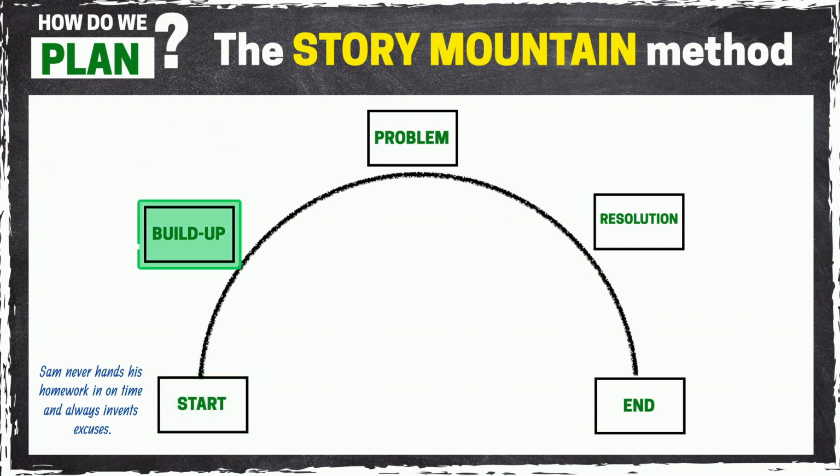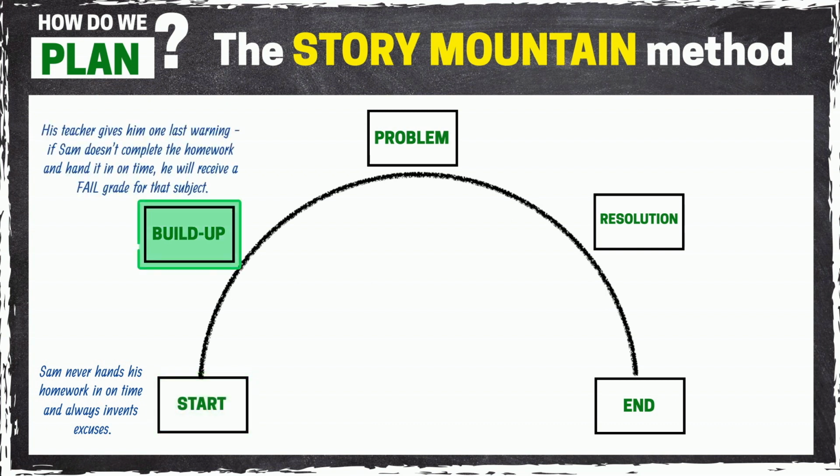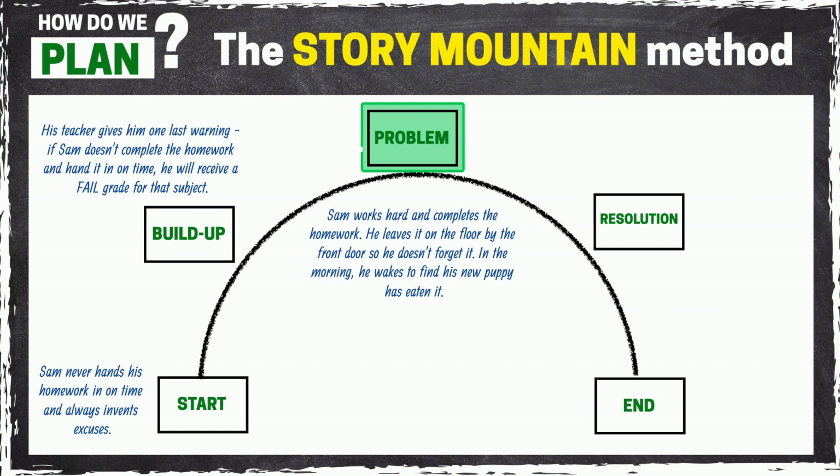The build-up. Sam's teacher gives him one last warning. If he doesn't complete the latest homework and hand it in on time, he will fail the subject. On to the problem. Sam works hard and completes the homework. He's afraid of forgetting to bring it to school in the morning, so he puts it by the front door. Unfortunately, he wakes up to find his puppy has eaten it.